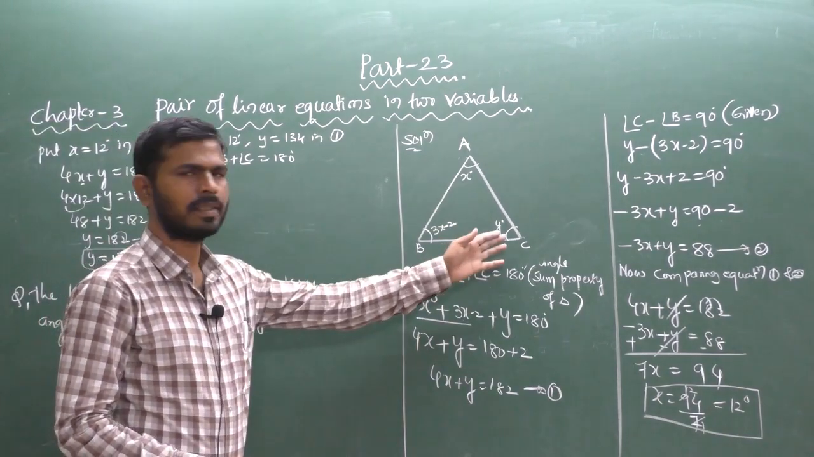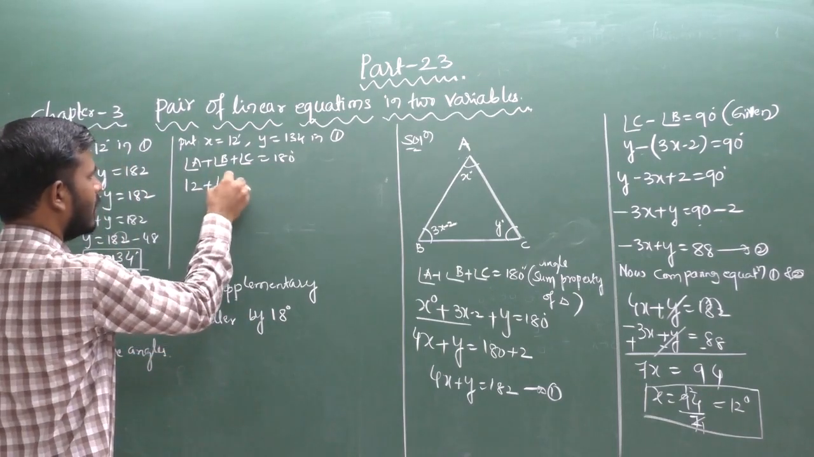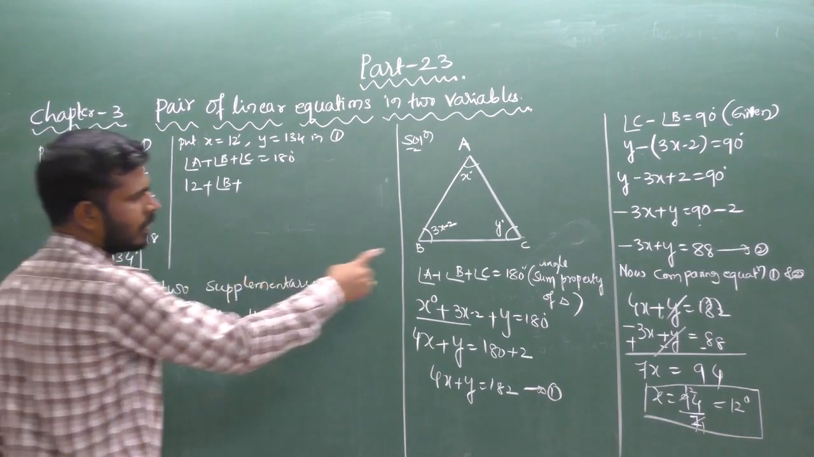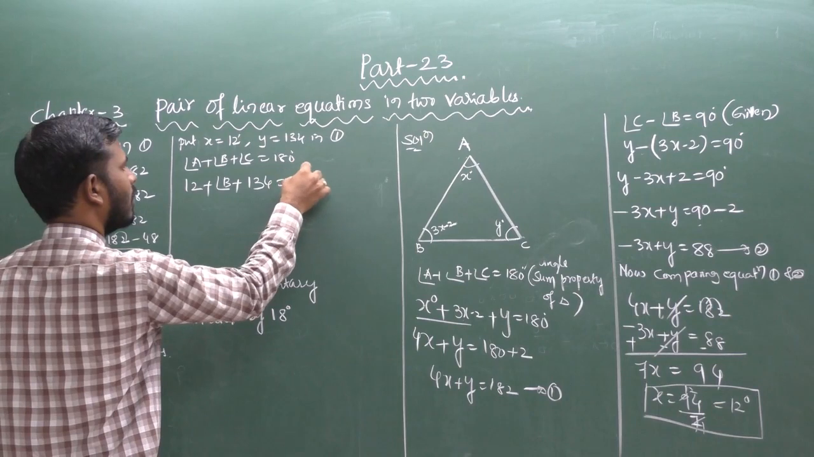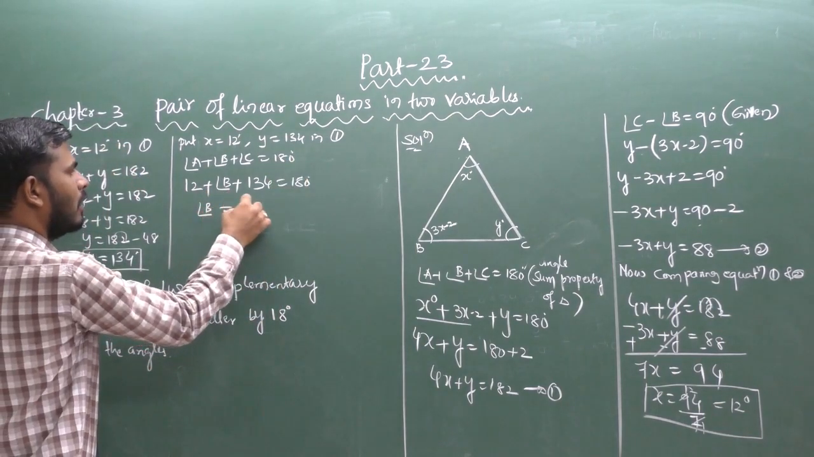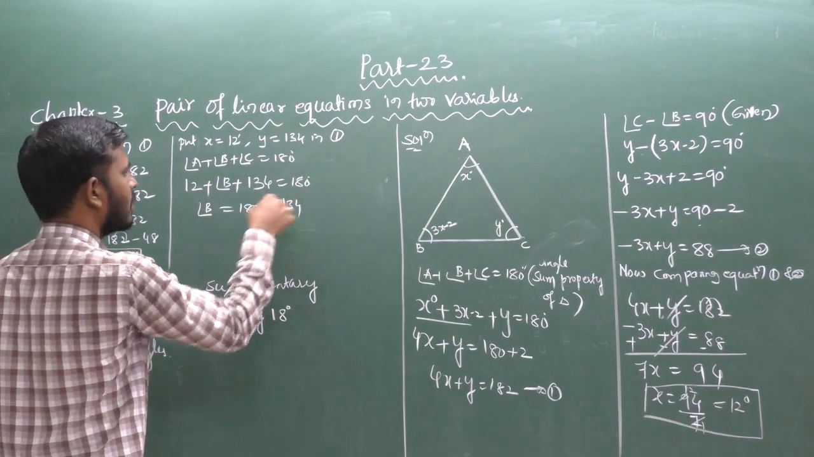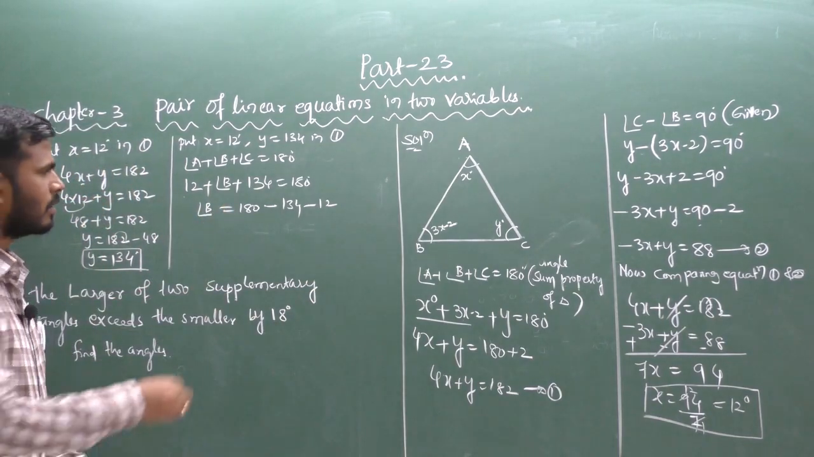Angle B, that is B, we can write as it is, plus C. C means y, and y is given already as 134, equal to 180 degrees. So the last angle B equals 180 minus 134, minus 12. Plus 12 becomes minus 12 degrees.